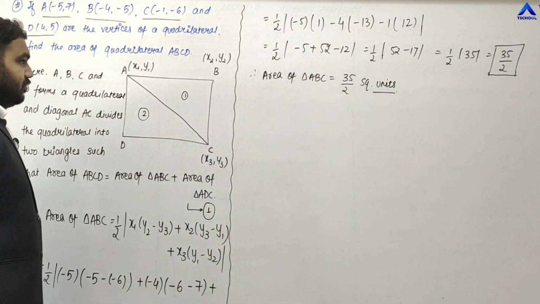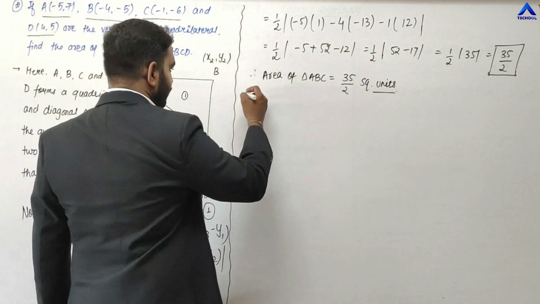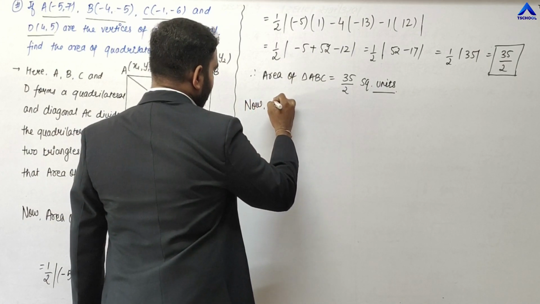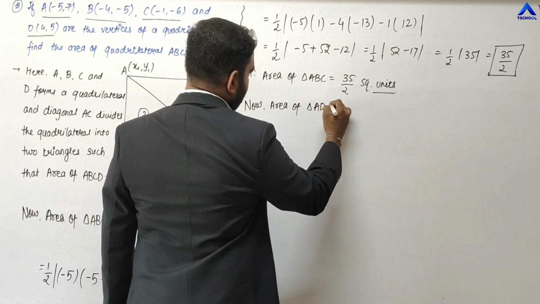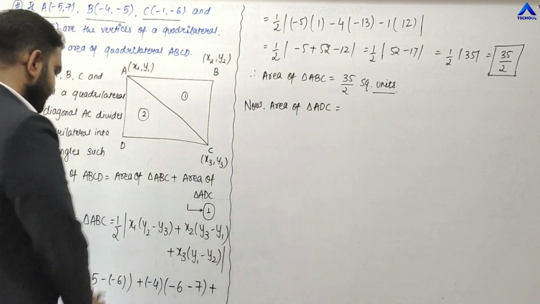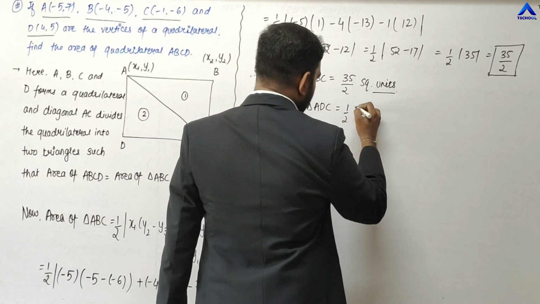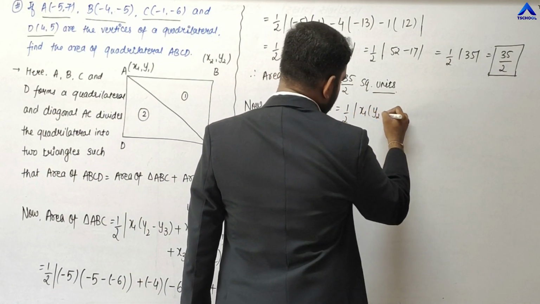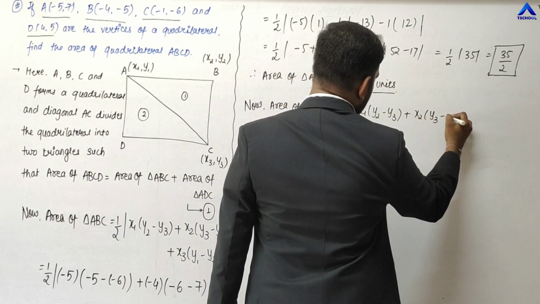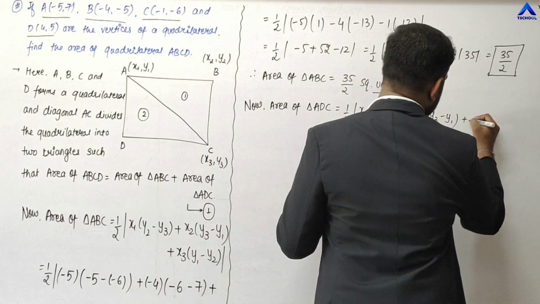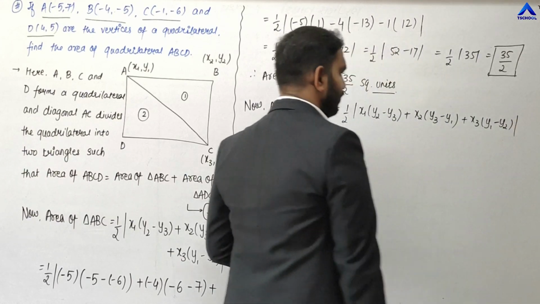Now, let us find out the second triangle. Now, area of triangle ADC, that is again using the same formula, right? That is equal to half modulus x1 into (y2 minus y3) plus x2 into (y3 minus y1) plus x3 into (y1 minus y2).